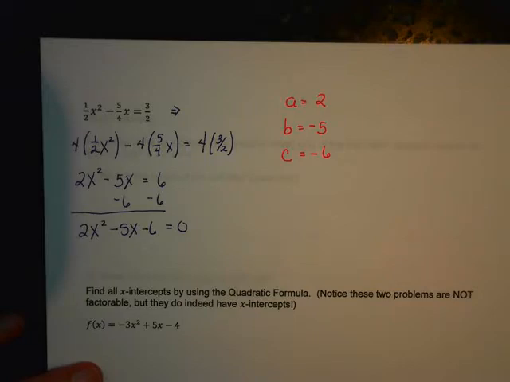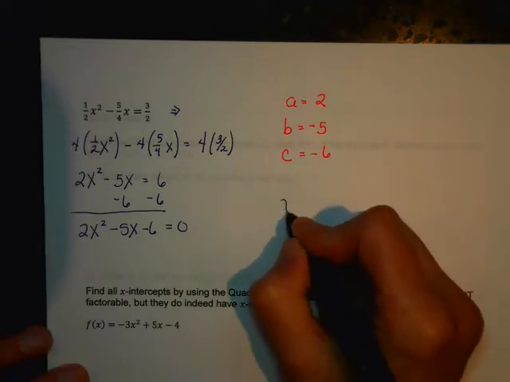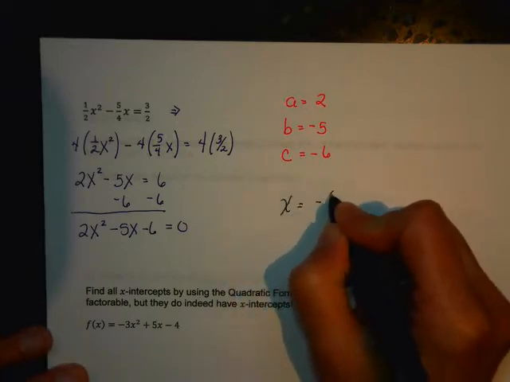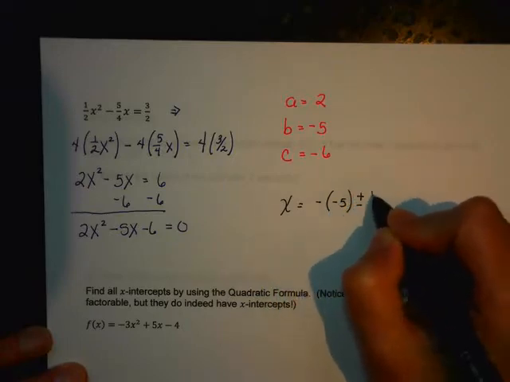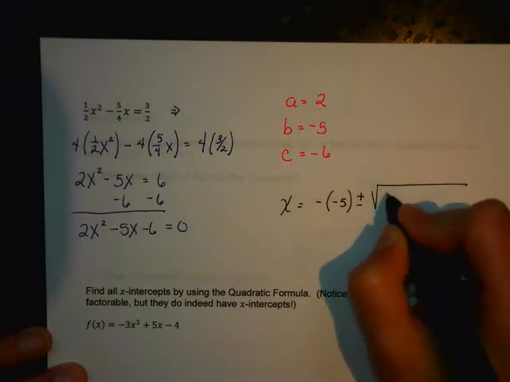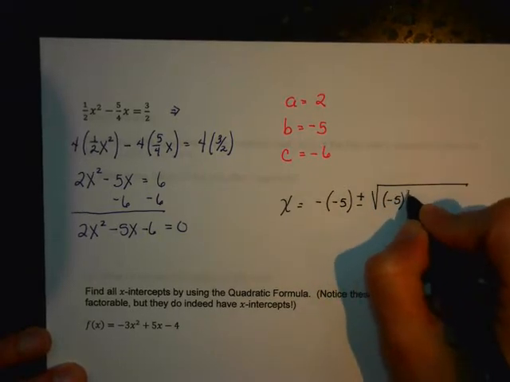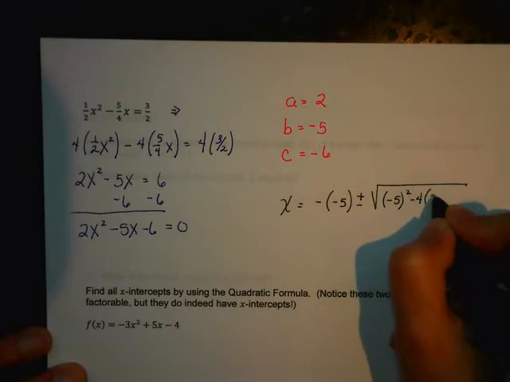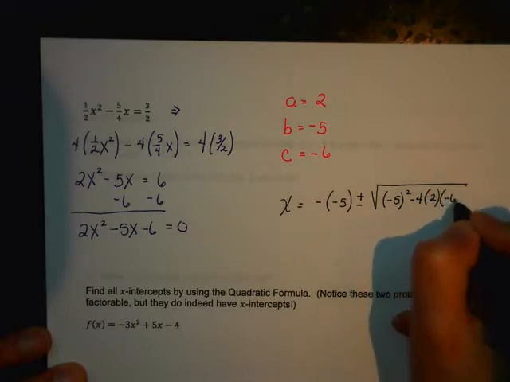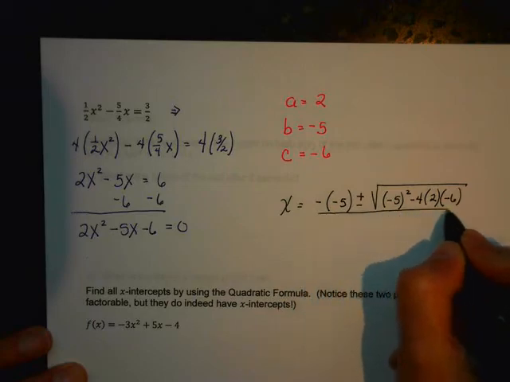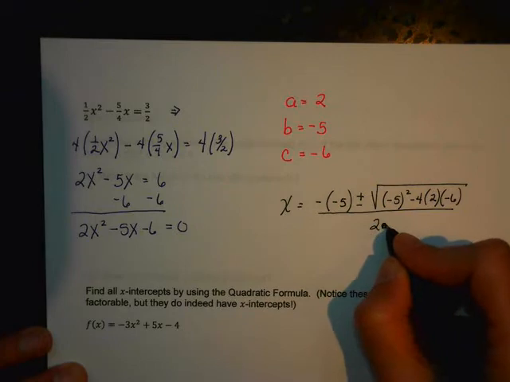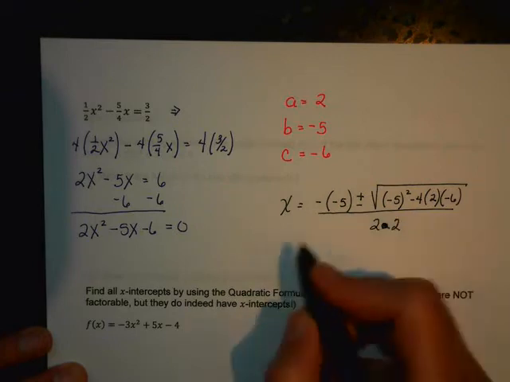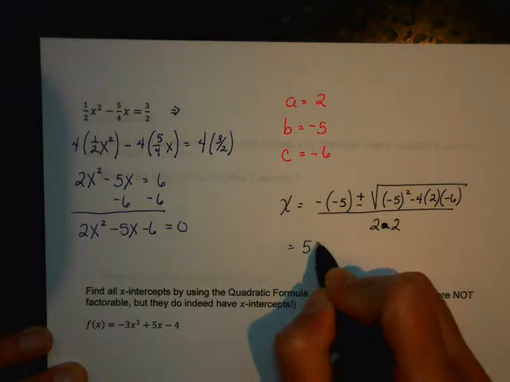All right, let's see how you did. So x equals -b plus or minus the square root of b squared minus 4 times a times c all over 2a. Oop, which is 2 times 2. All right, so we'll have 5 plus or minus. Let's figure out what's underneath that square root symbol.